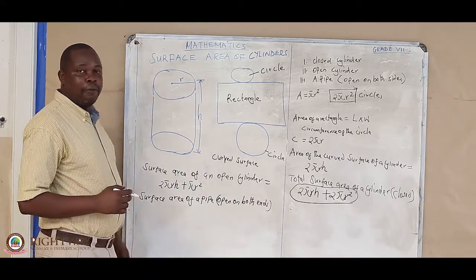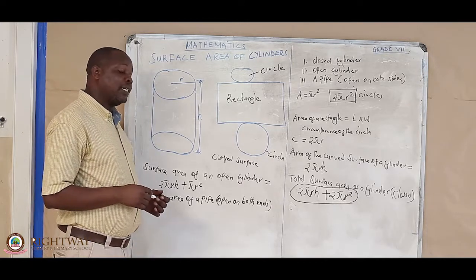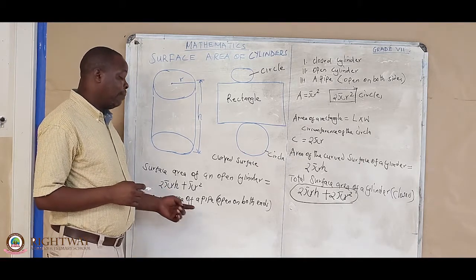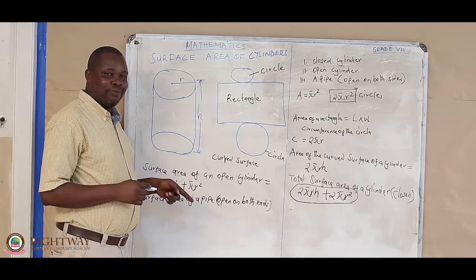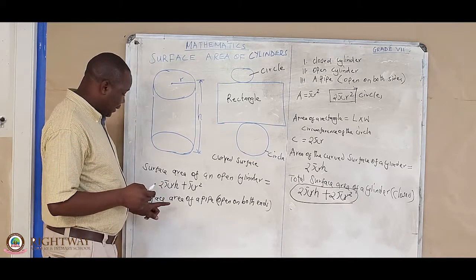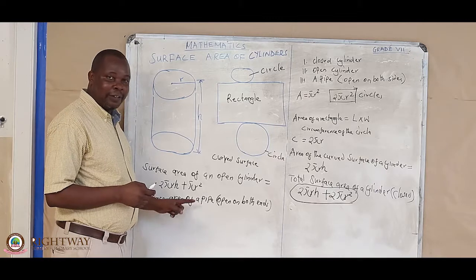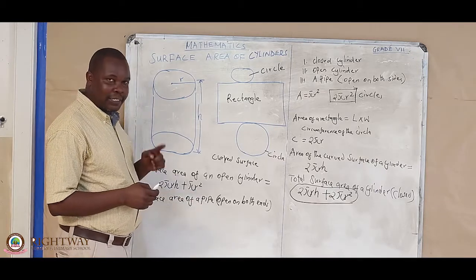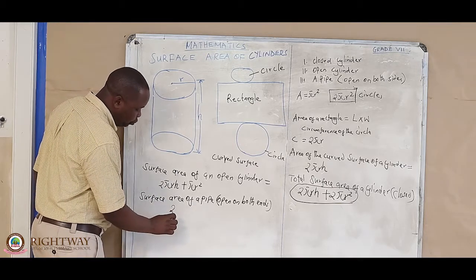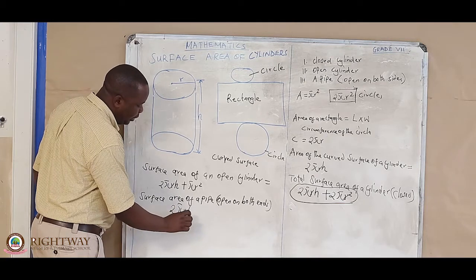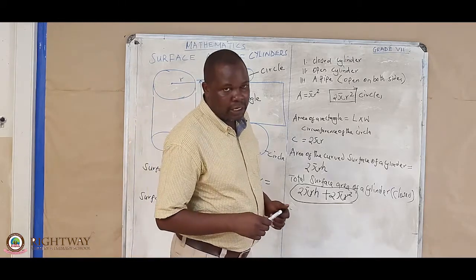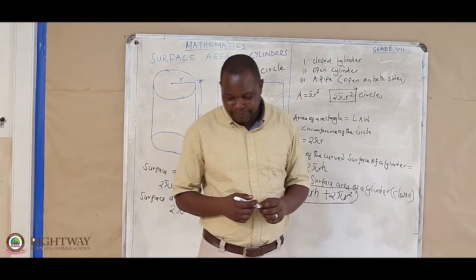We need to find the formula for finding surface area of a pipe. And for this case, we have seen that a pipe has no top and has no bottom, which means it is open. Now we find that the surface area of a pipe is just finding the surface area of the curved surface of a cylinder. And we found that surface area of a curved surface is 2 pi r h.